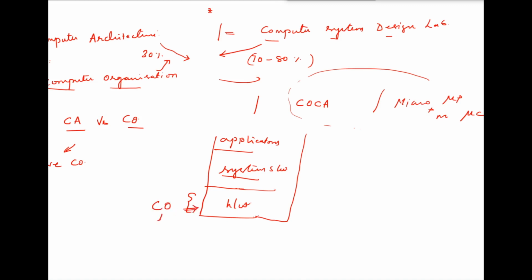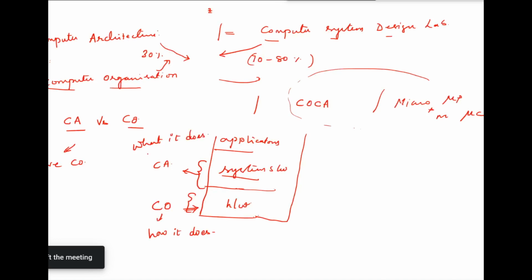When you talk about computer organization, it is all about how it does things. CA is something between system software and the hardware. So it is about what the computer does, and how it does it. That's the basic difference.